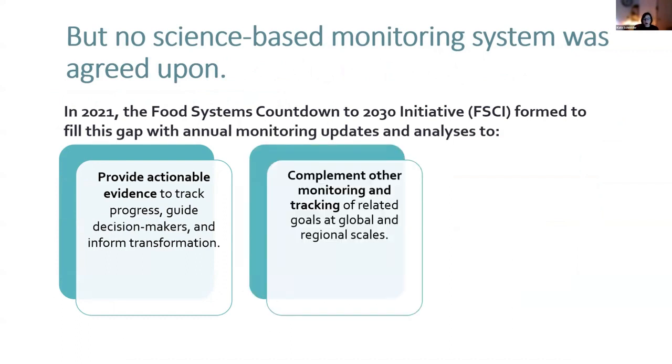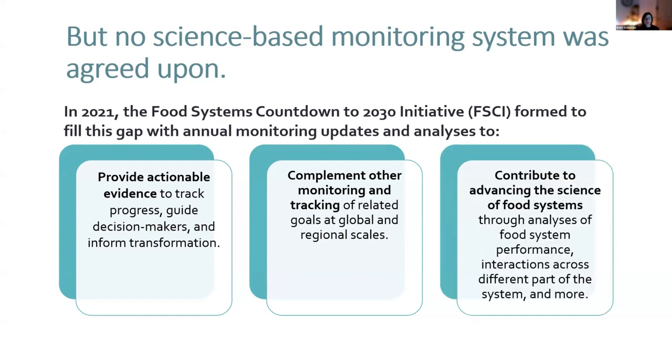We set out to complement other monitoring and tracking of related global goals at global and regional scales. So we didn't want to be redundant with things that have already been put together, so SDGs, the Global Nutrition Report, et cetera. We wanted to fill in gaps where those existing indicator frameworks didn't cover food systems adequately to guide decision-making and monitor change. And then we wanted to be able to actually contribute to advancing the science of food systems once we had these data, and to be able to put together analyses that could actually help move the science forward.